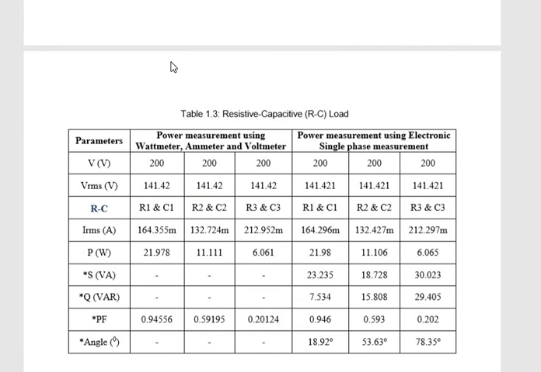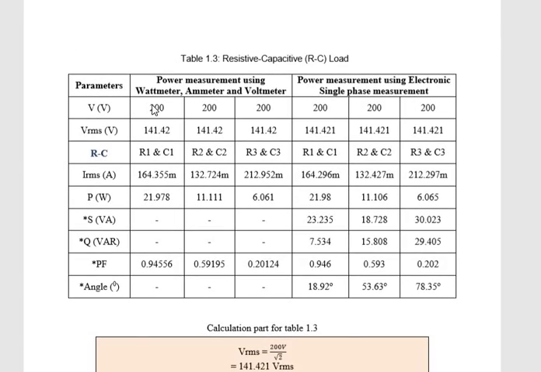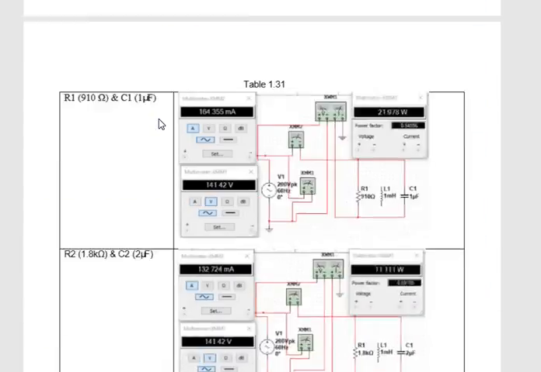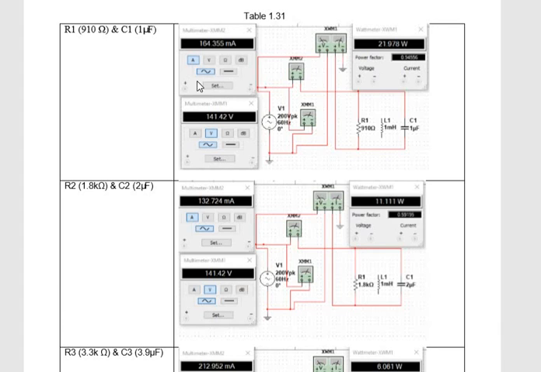And then for part 3, it is a resistive capacitive load. After that, we collect all the data from the Multisim simulation. We get all the data regarding current, power, and also the voltage. Then after that, we calculate the power factor from the data.